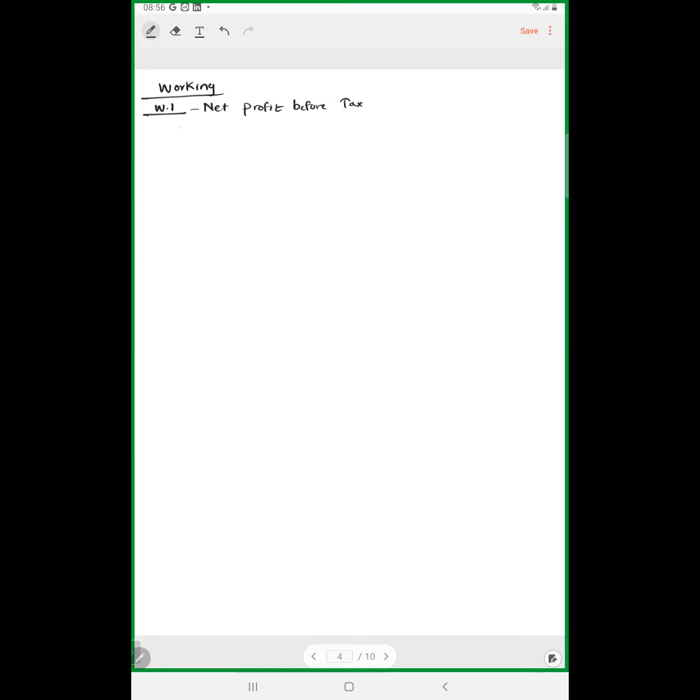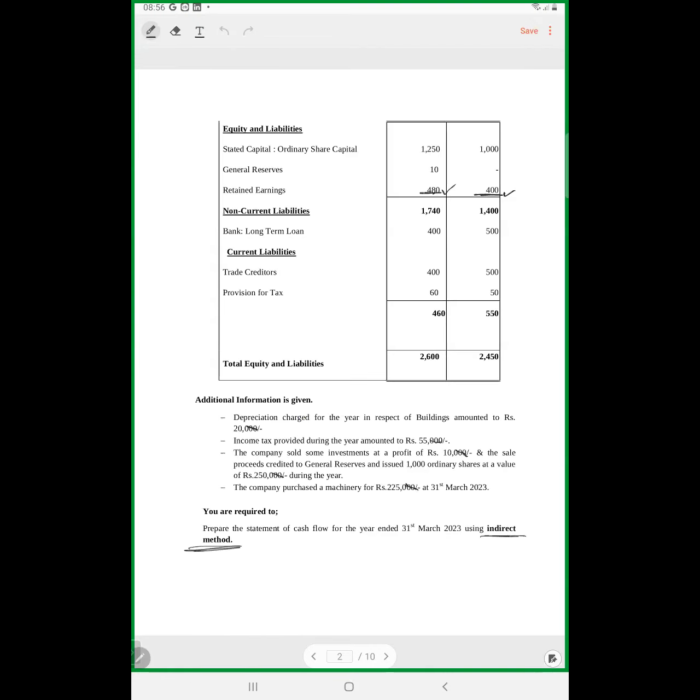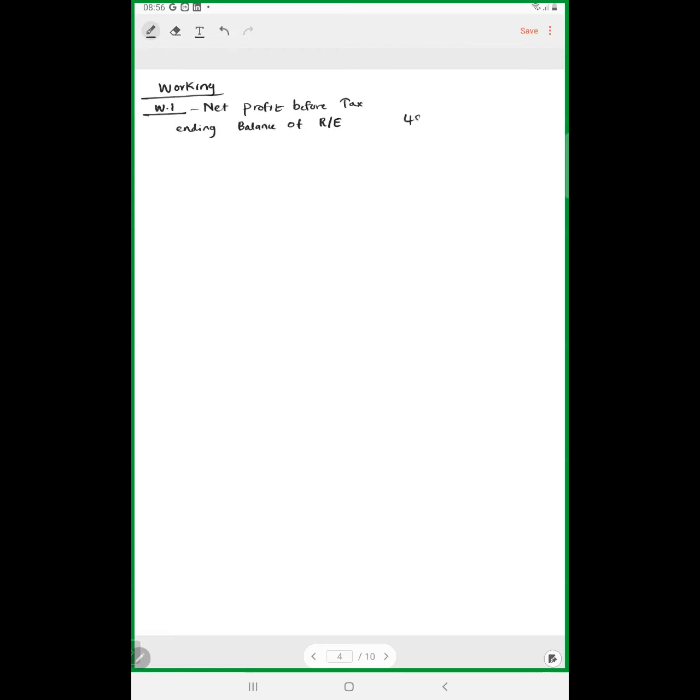So how do we calculate? You can see the ending balance of the retained earning, how much? 480. Opening balance of retained earning, how much? 400. So then you can take the difference. 80 is what? Profit after tax, right? But we need profit before tax. Now you have calculated the profit after tax.